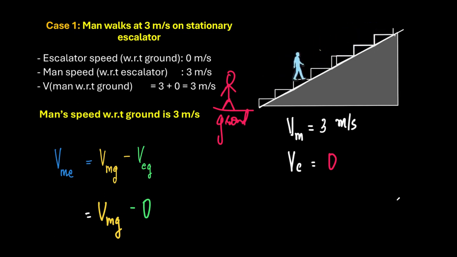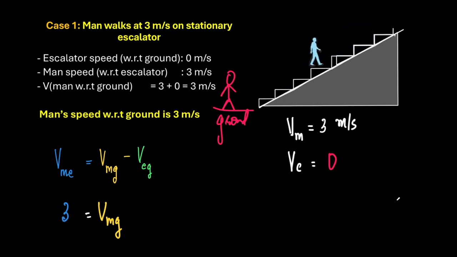Okay. Now, so we're talking about velocity of man with respect to ground. Now, what is velocity of man with respect to escalator? Velocity of man with respect to escalator is 3 meter per second. Therefore, what is velocity of man with respect to ground? Minus 0, transposes, that becomes plus 0. Therefore, velocity of man with respect to ground is 3 meter per second.